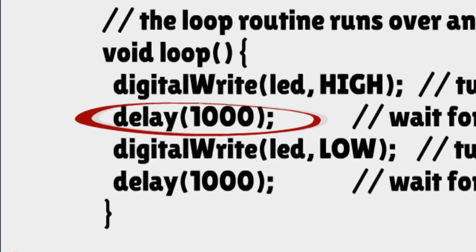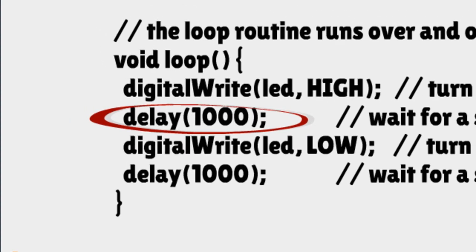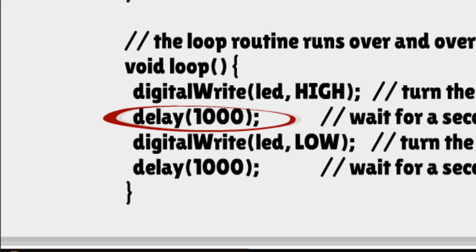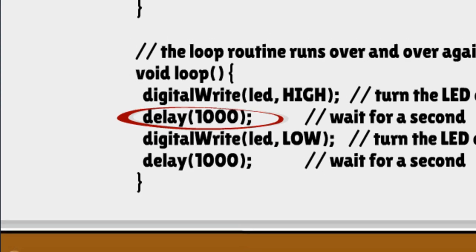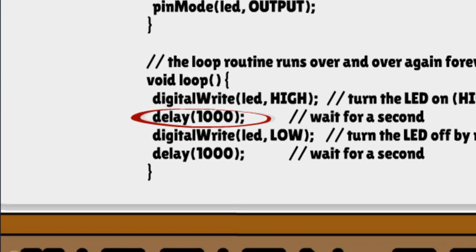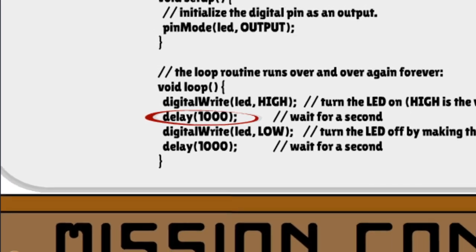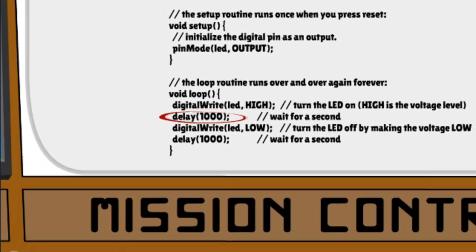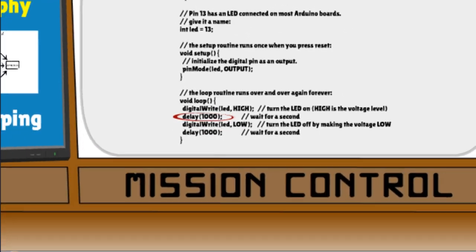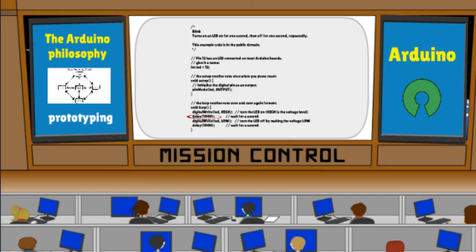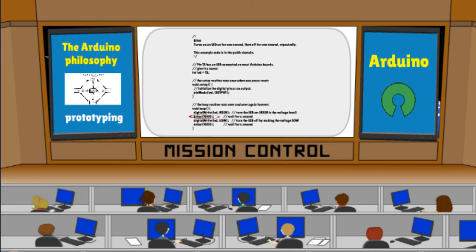To sum up, this program does this. It turns pin 13 into an output just once at the beginning, enters a loop, switches on the LED connected to pin 13, waits for a second, switches off the LED connected to pin 13, waits for a second, and goes back to the beginning of the loop.